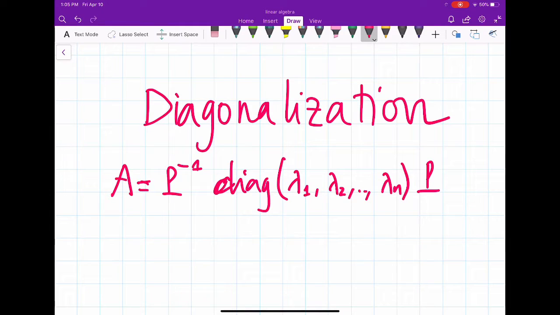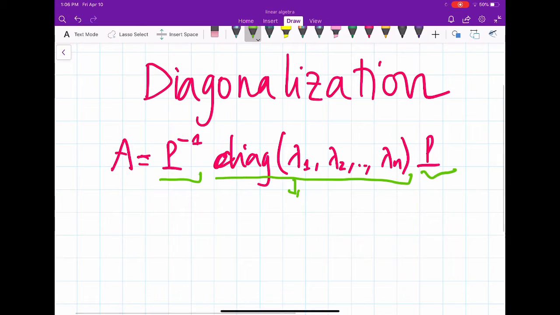Hello. In the previous video, we studied how to find eigenvalues, eigenvectors, and eigenspaces. Today, we discuss diagonalization of a matrix, and we see when a matrix A can be represented in the form P inverse, diagonal, and P. The diagonal matrix contains lambda 1, lambda 2, and so on, lambda n, the eigenvalues of matrix A, on the main diagonal. All the other entries are 0.